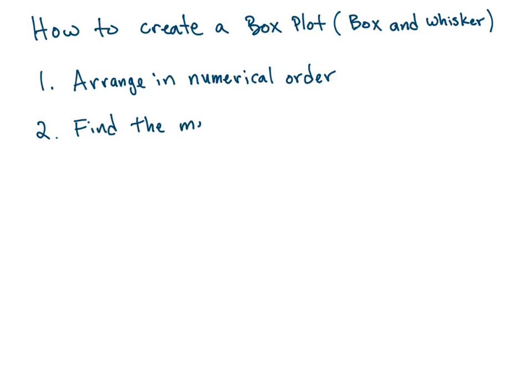The second thing is we're going to find the median of that set. So that's the middle number if you have it in order. This will be called Q2. So it kind of splits up what they call quartiles or parts of this box and whisker.